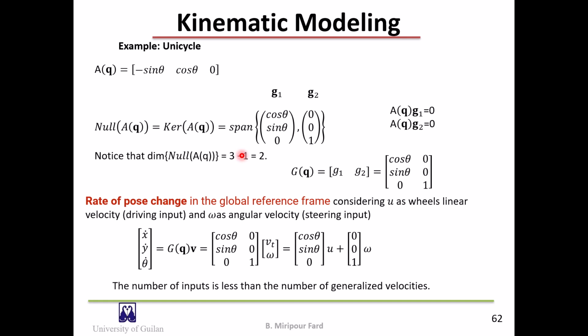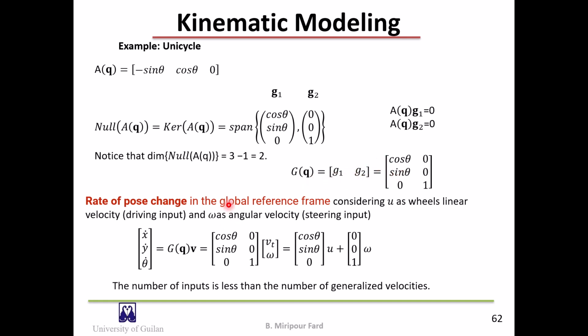Therefore it is possible to find two linearly independent vector fields G1 and G2 which are a basis for the null space of the matrix A(q), such that A times G1 equals 0 and A times G2 equals 0. By placing these vectors as columns of a matrix, the G matrix is obtained.